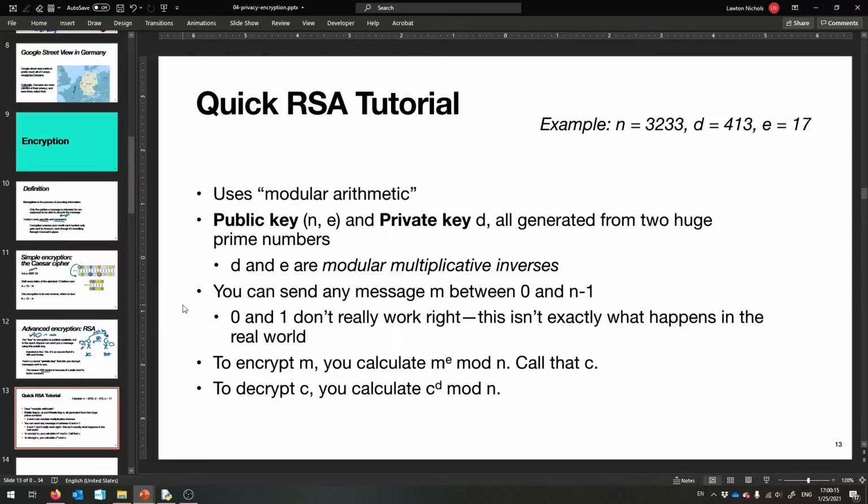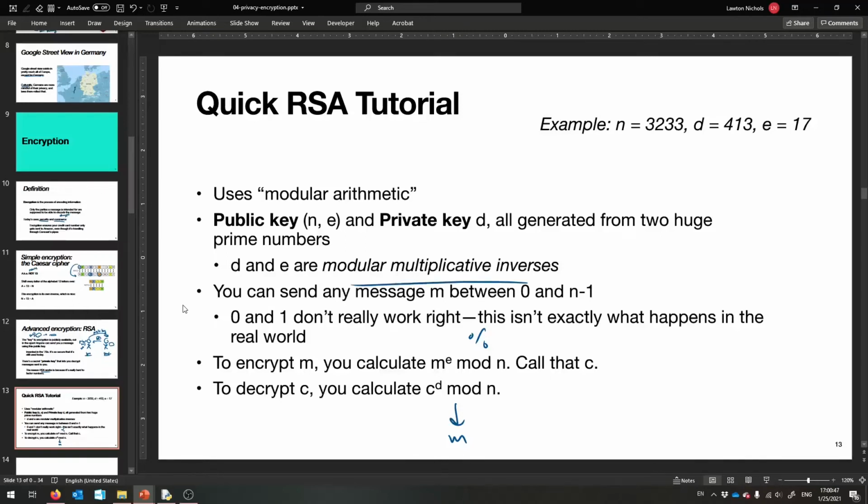So let's say we have a message, and we want to encrypt that message. Okay? We'll calculate m to the e mod n. And that mod is this operator again. So that is our encrypted message, c. And then to decrypt our message, we calculate c to the d mod n. Okay? This will give you back the original m. So that is RSA in a nutshell. I don't expect you to understand a lot of it, but it's just a cool thing.